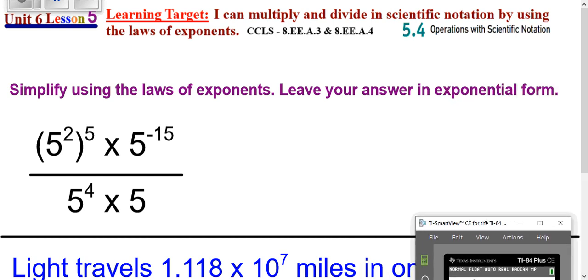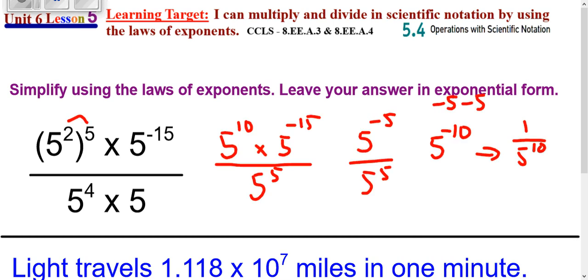All right, go ahead, simplify using the laws of exponents, and you can't use your calculator here because they want it in exponential form. So you're using the laws of exponents. Try to do that first one and then the one below it and press pause now.